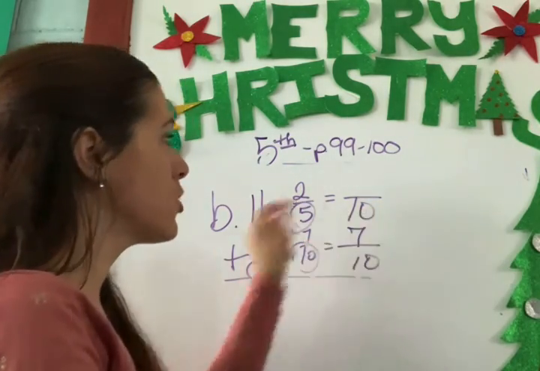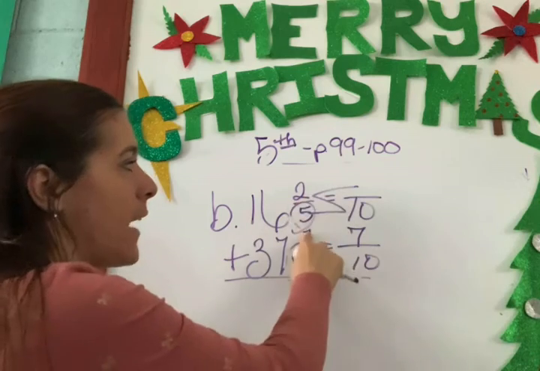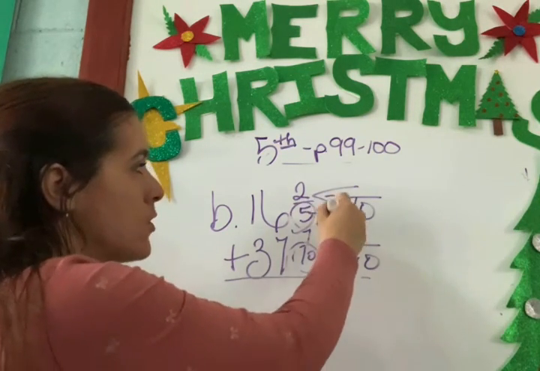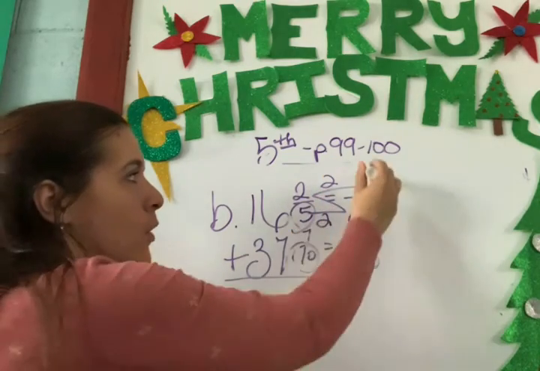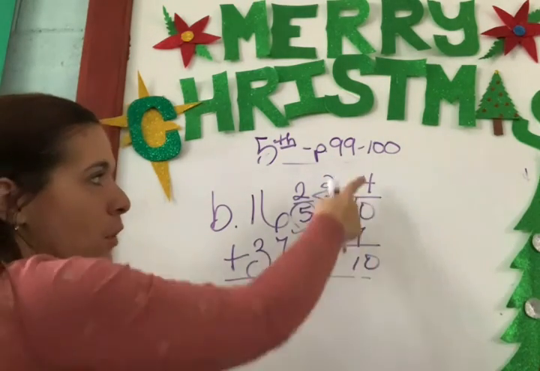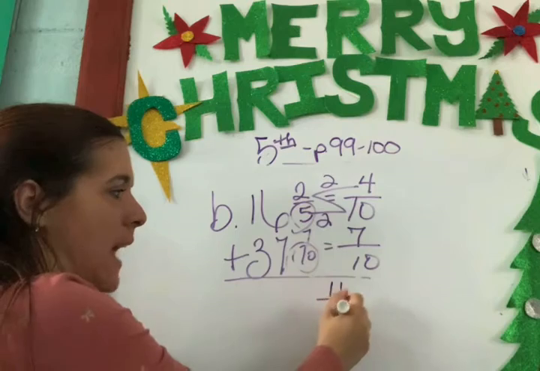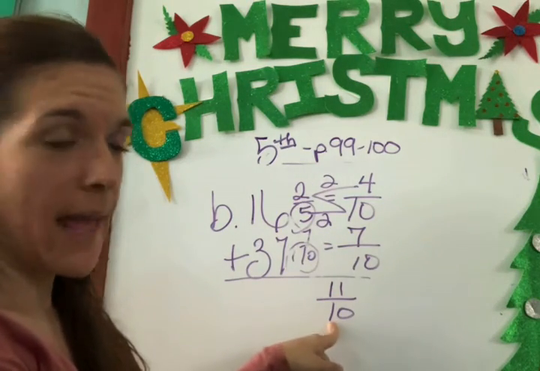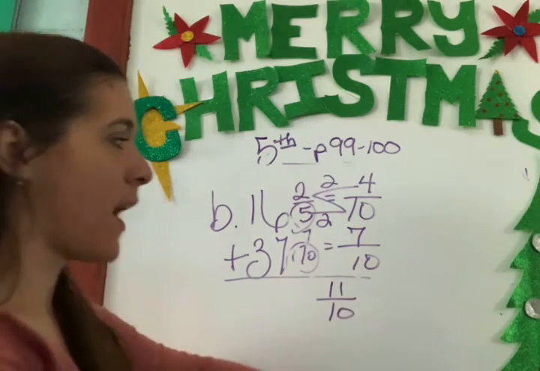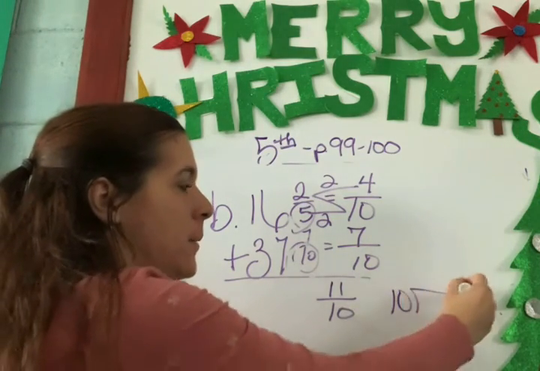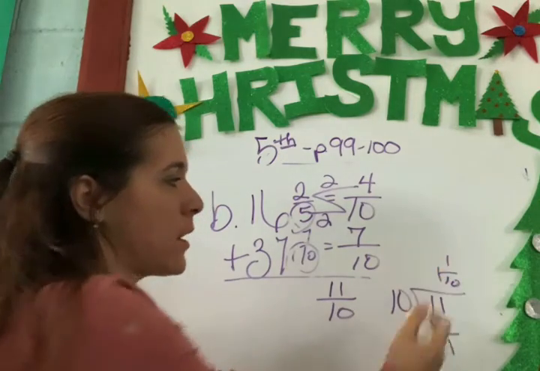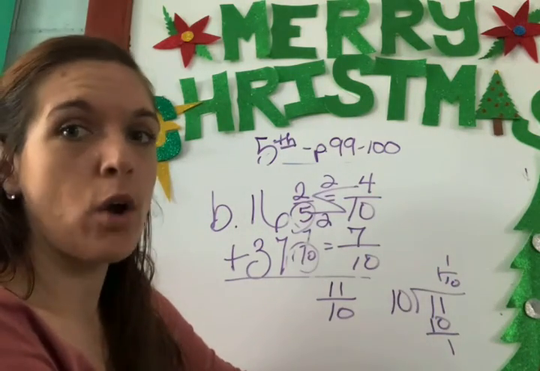But up here, we need to do the backwards Z. 5 times what equals 10, Oscar? 2. So 2 times 2 is what, Ethan? 4. And then we add it. 4 plus 7 is 11 over 10. When we get here and we have 11 over 10, we automatically have to divide because the 11 is bigger than the 10. And our remainder is 1 over 10.